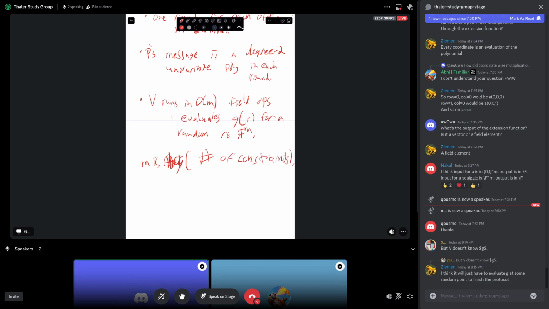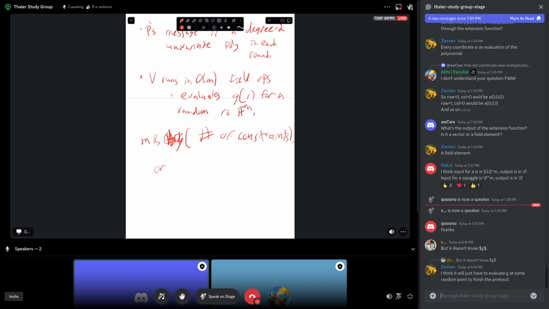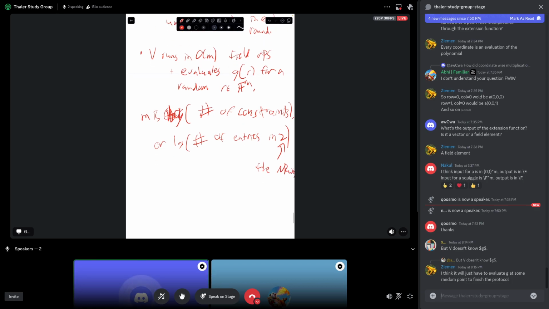and then in the second sum check in Spartan, it'll be log of the number of witness variables, the number of entries in this witness vector z. Think of this as the NP witness for the claim the prover is making. Remember R1CS, the claim is that it knows a z such that AZ entry-wise product BZ minus CZ equals 0. So you think of Z as the NP witness.